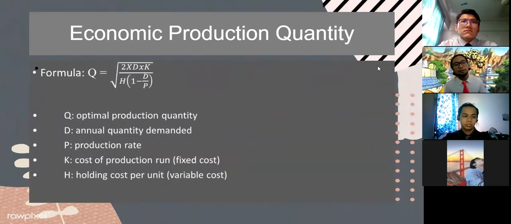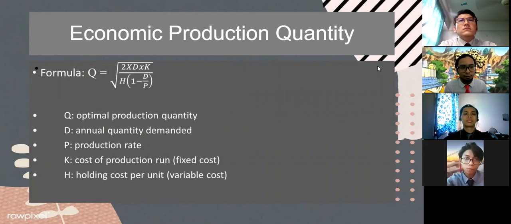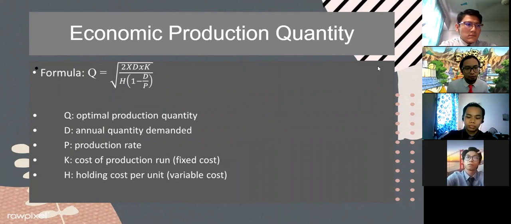There are several differences between the EPQ and the EOQ. The formula is Q equal to square root of 2 times D times K divided by H in the bracket 1 minus D over P. Whereas Q is the optimal production quantity, D is the annual quantity demand, P is the production rate, K is the cost of production run, the fixed cost, and H is the holding cost, the variable cost. The Q stands for optimal production quantity, yes. Okay, next slide.